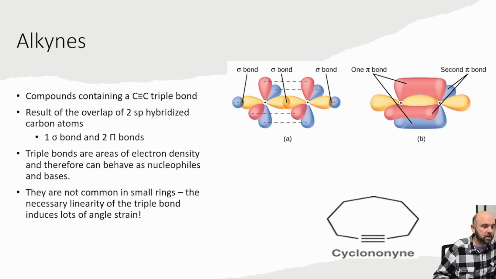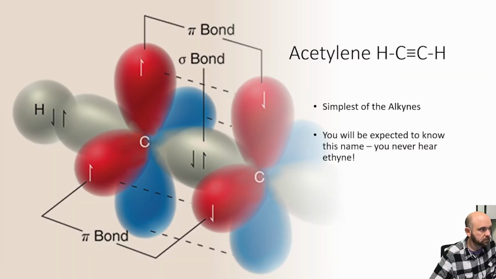And because of that, we don't really see triple bonds in rings unless we have rather large rings, and probably the smallest example is cyclononyne, and it's still kind of unstable because of all of the ring strain that a 180 degree bond angle would introduce if we try to put an alkyne into a ring.